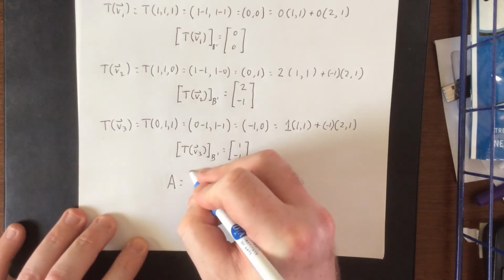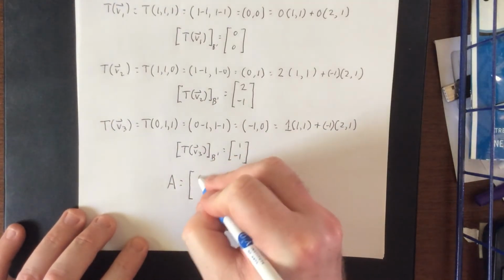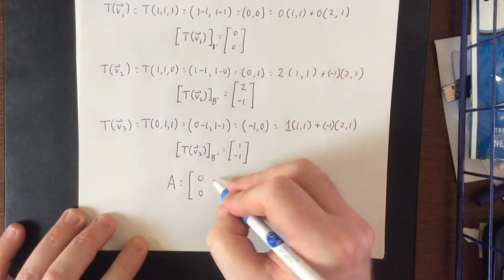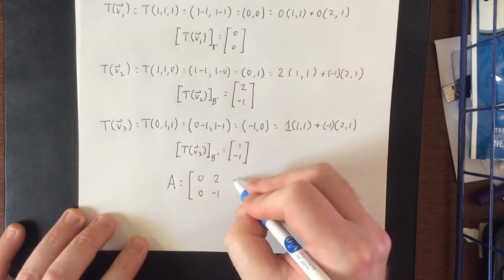So this is going to be A is equal to the 2 by 3. First column is 0, 0. Second column is 2, negative 1. And the third column is 1, negative 1.